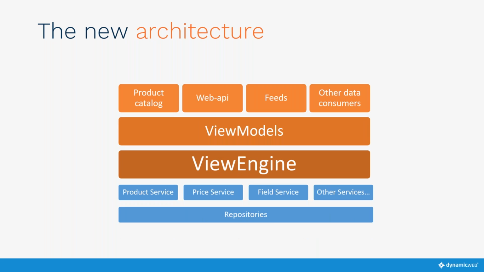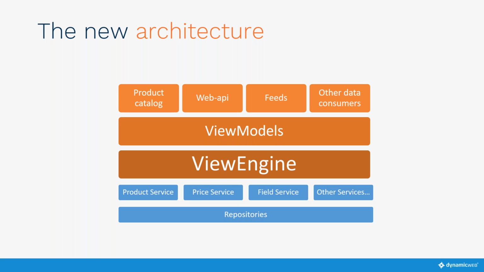So with the new architecture, basically what we do is that we've created this new view engine, and the view engine is basically something that takes care of many of the same things as the renderer, but instead of returning a rendered result like in HTML, it returns a number of view models, and these view models can be reused across the different stacks in Dynamicweb.